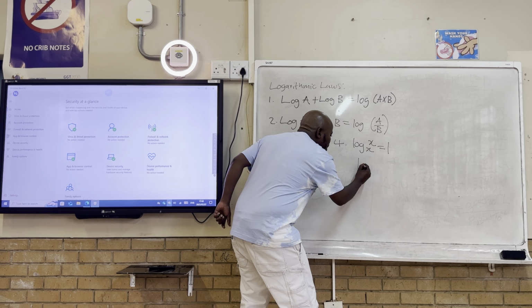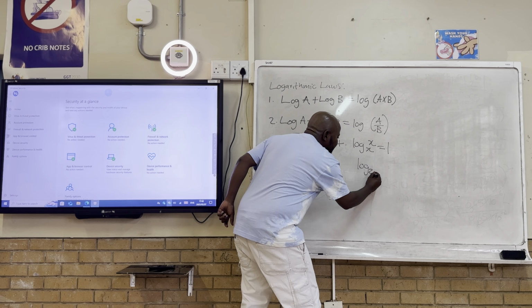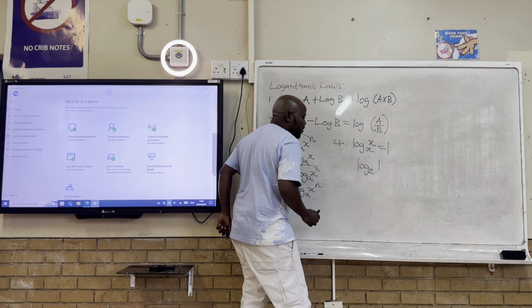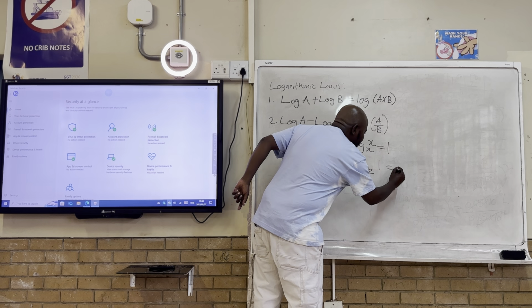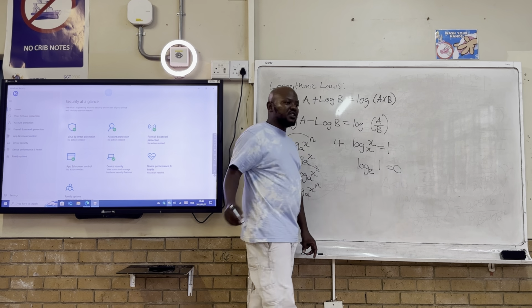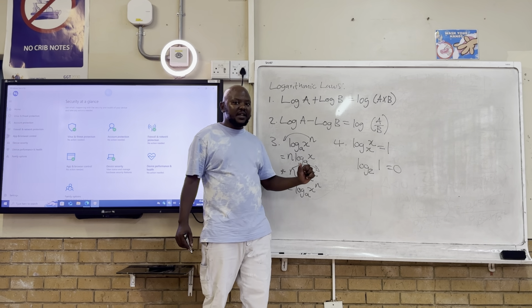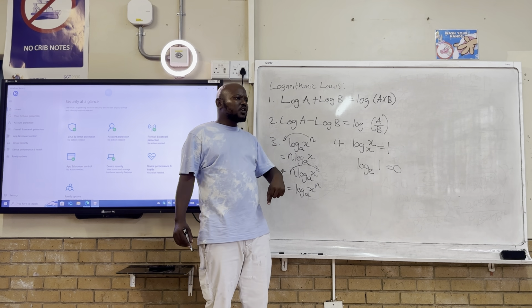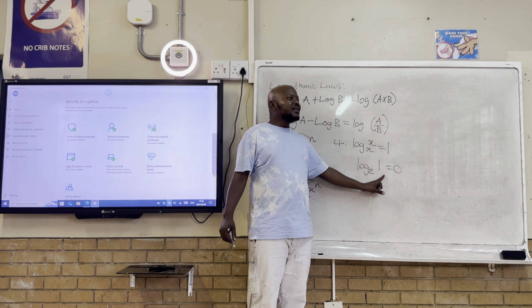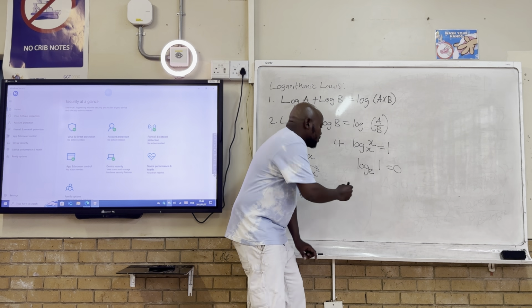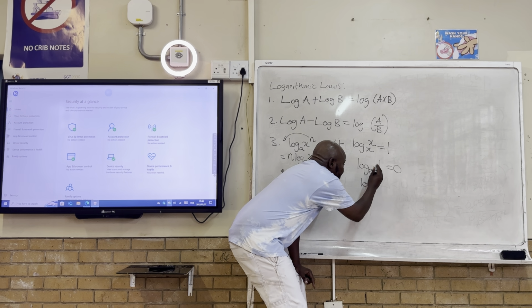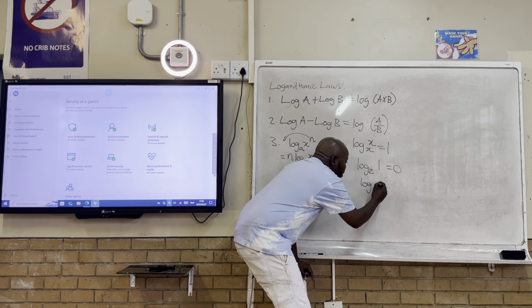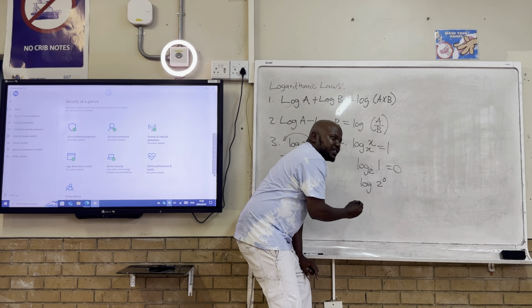When we have log of 1 base 2, our answer here will be equal to 0. I would like to explain why our answer is equal to 0. Remember from laws of exponents, 1 is the same as 2 raised to the exponent of 0. I'm just dealing with the left hand side. We are going to have log of 2 raised to the exponent of 0, base 2.